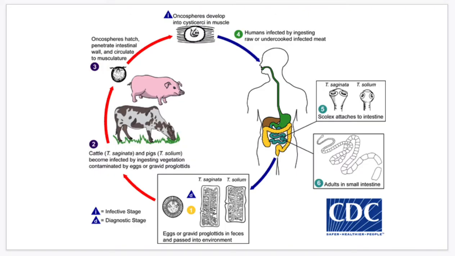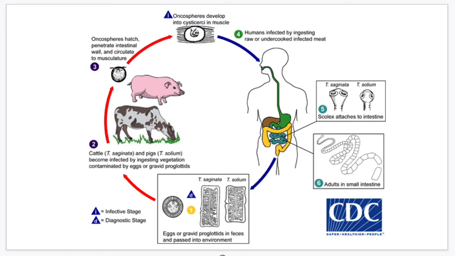Okay, let's proceed to the life cycle. I'm sorry, this is Taenia saginata. This is the life cycle of your taeniasis. In this discussion, for now, we will start with the life cycle of the saginata.